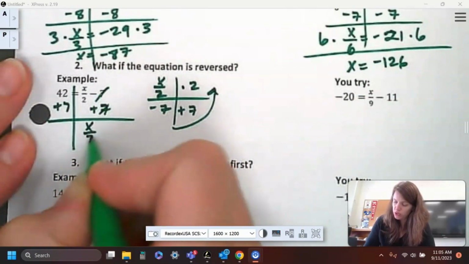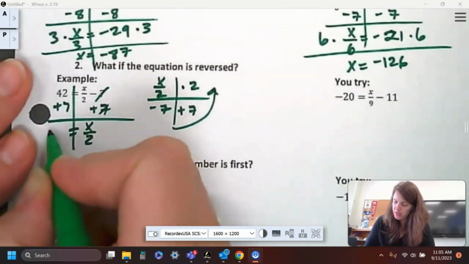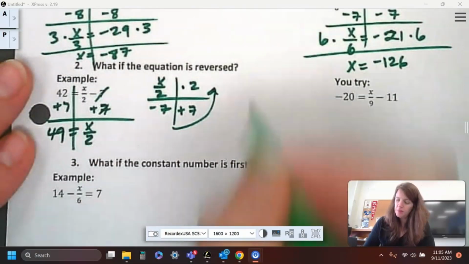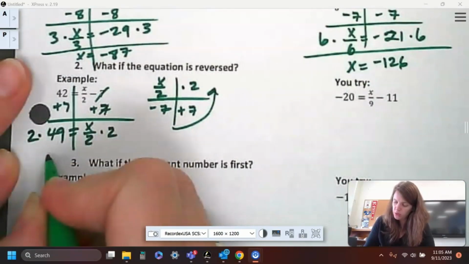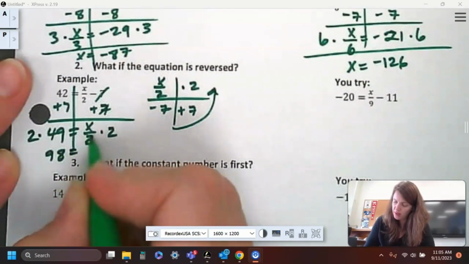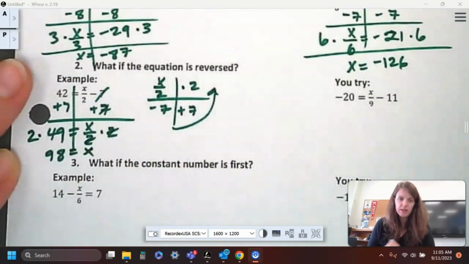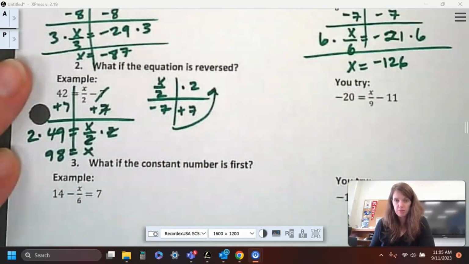That gives me x over 2 equals 42 plus 7 gives me 49. And then my second step is to multiply by 2, right? I'm going to multiply by 2, and I should get 98 on the left, and these cancel on the right, and I get equals x. So x equals 98, or 98 equals x. Those two mean the same thing.